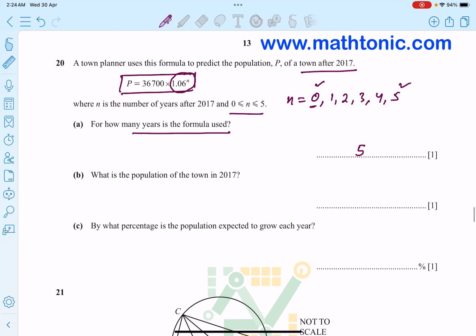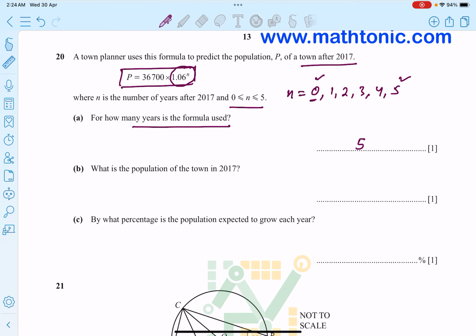So yes, this is for what? 5 years, because the formula will be used for after 2017. What is the population of the town in 2017? In 2017, definitely. So in 2017, N must be 0, right? Because this formula is used after 2017.